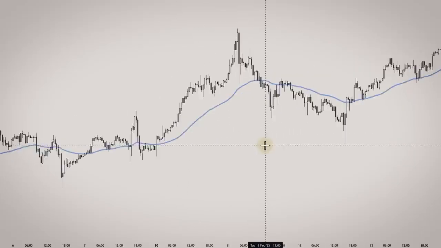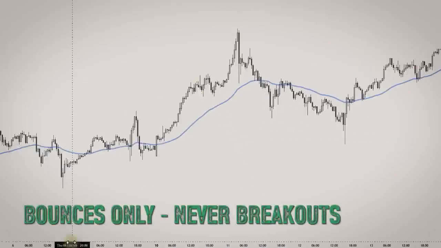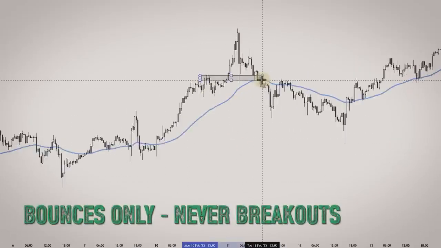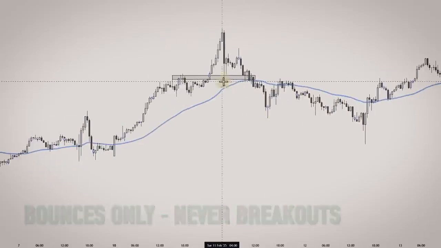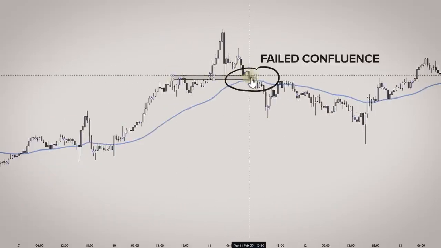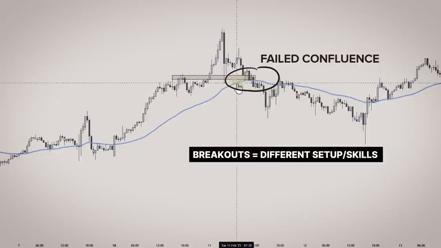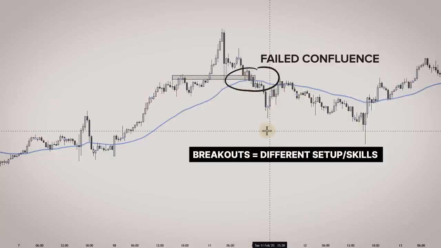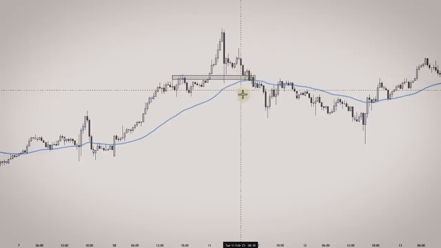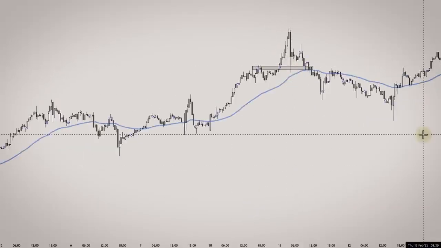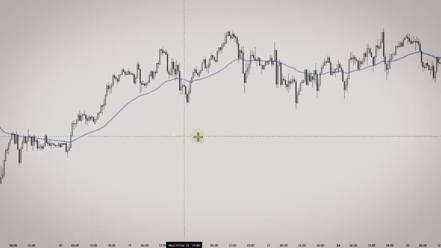And here's what separates this strategy from others. You only trade bounces, never breakouts. If price breaks through your confluence zone, you do nothing. You wait for the next setup. Breakout trading requires different skills and different risk management. We're bounce traders. We profit from zones holding, not from zones breaking.